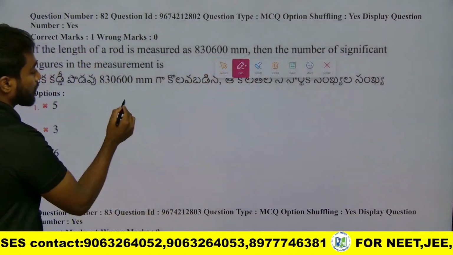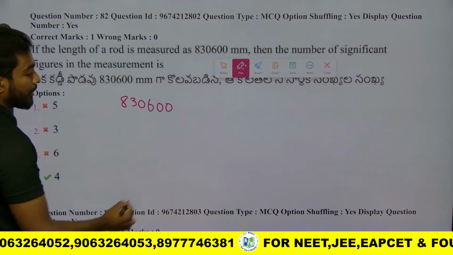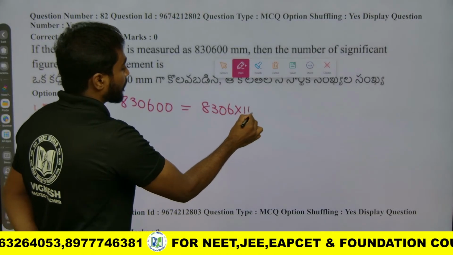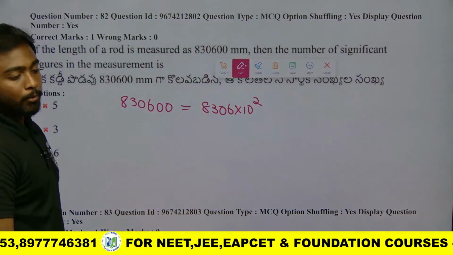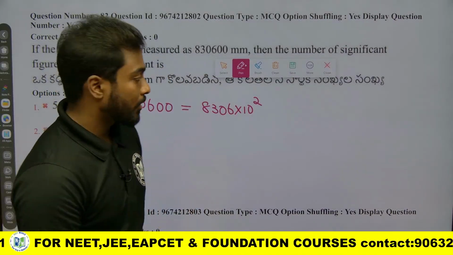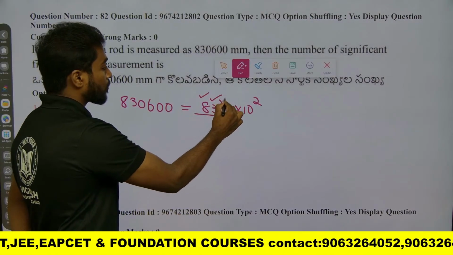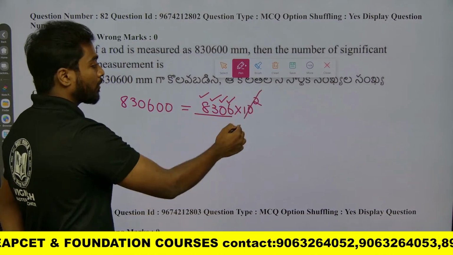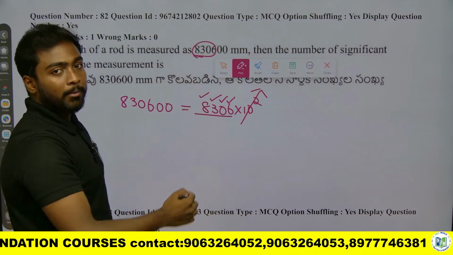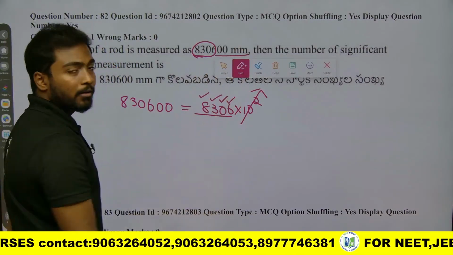Simple thing, this 830600 can be written as 8306 into 10 power 2, right? And we know one rule, that the exponent should not be considered as significant. So how many significant figures are there now? 1, 2, 3, 4. So this one we neglect. Only the numbers will count, and zeros between the numbers are also counted. So the last zeros are not significant.